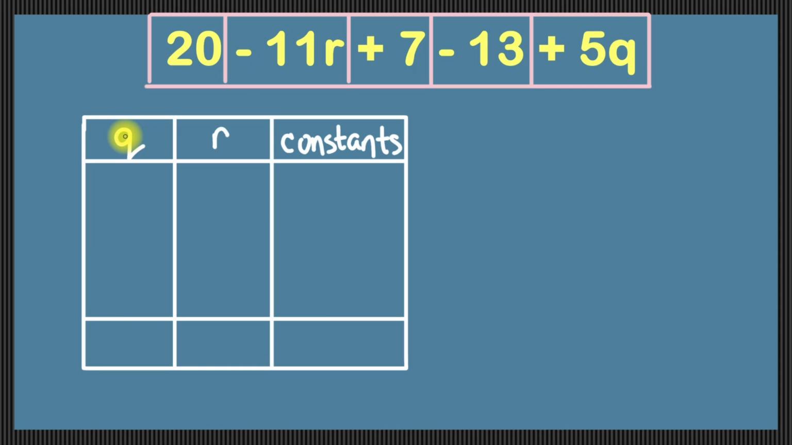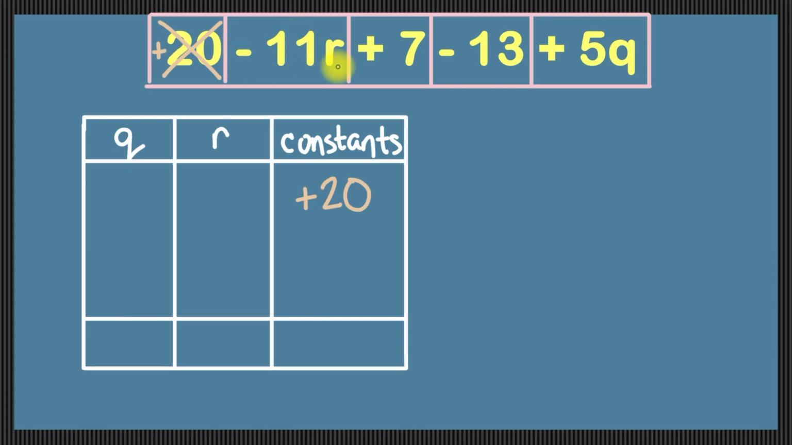So here's the term table. In this column, I'll write in all of my Q terms. In this column, I'll write in all of my R terms. And in this column, I'll write in all of my constants. Our first term is 20. And because there's no sign in front of it, it's automatically positive 20. And since it's a constant, I'll put it in the constant column right over here. Positive 20. So we're done with that term. Let's cross it off and then move on to the next one.